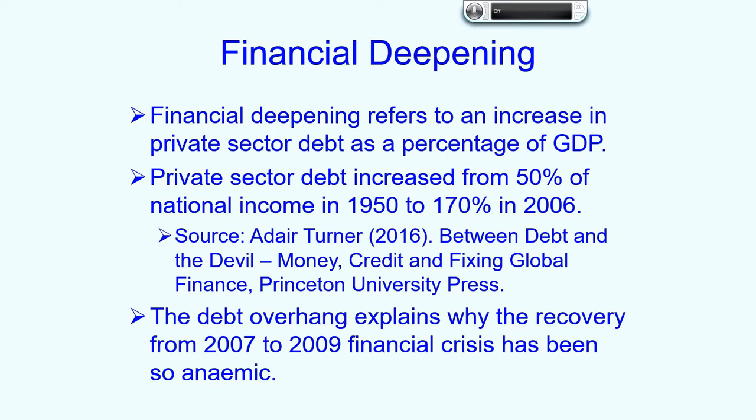So I've shown an increase in money supply, a significant increase in money supply, especially since 1984. And the other side of the coin of rapid growth in bank deposits is a rapid increase in private sector debt. It's the other side of the coin. Private sector debt has increased from 50% of national income in 1950 to 170% in 2006. And Adair Turner, in his book Between Debt and the Devil, believes a considerable amount of private sector debt is the reason why economic growth since the 2008 financial crisis has been so limited, has been so anemic.